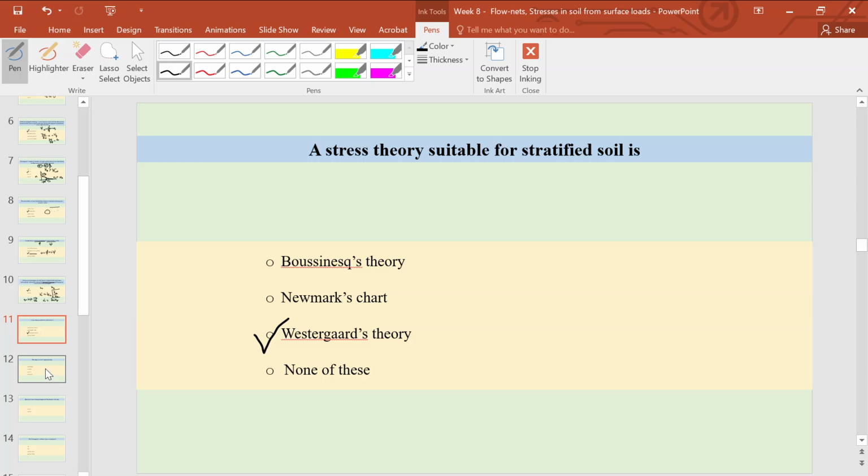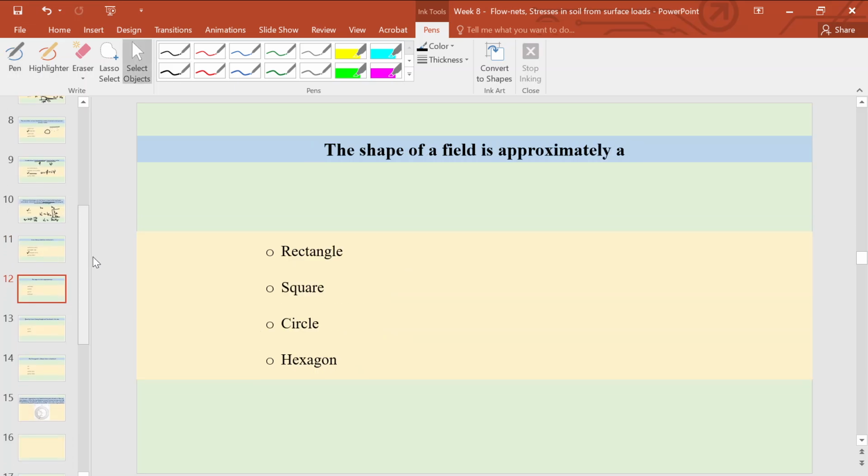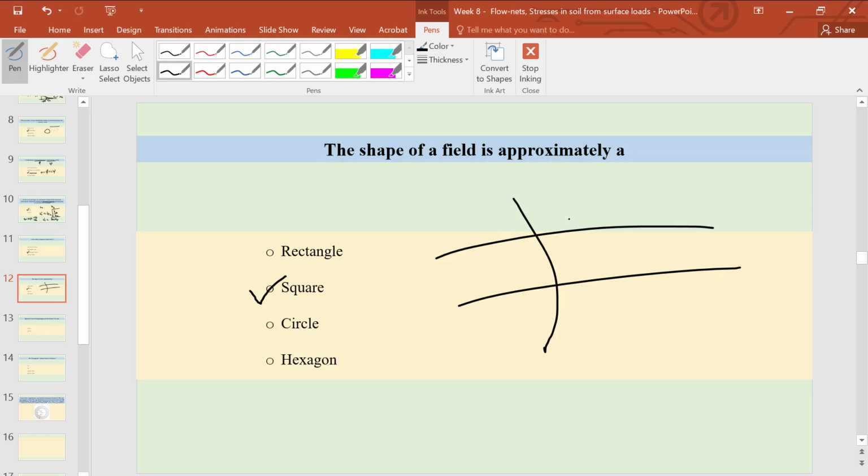Next question. Shape of a field is approximately a, again an easy question. Square. Yes, square. Generally they are curved lines. It may initially look like a rhombus, but it is actually a square. If you ignore the curved lines, it's actually a square, B equals L.